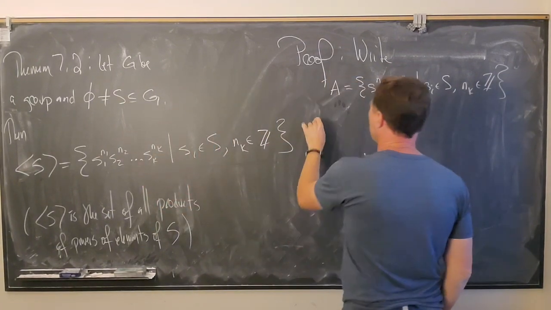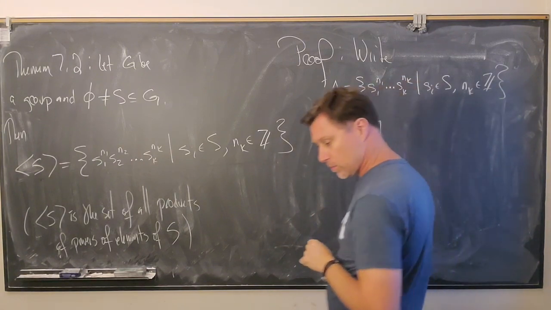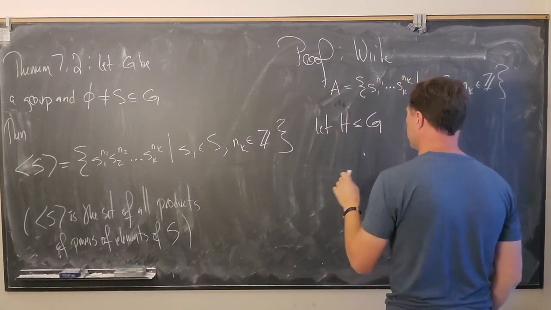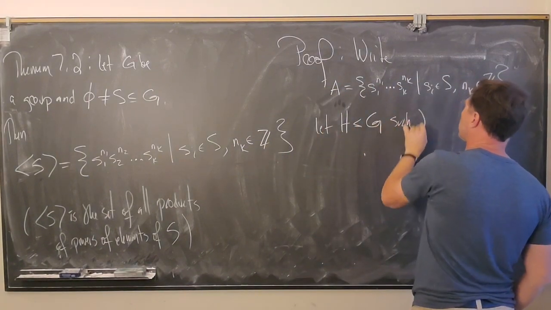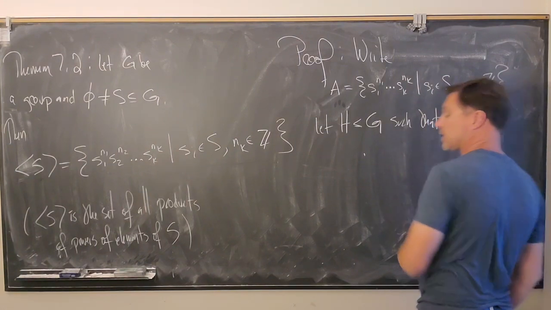So now let H be a subgroup of G that contains capital S, such that capital S is contained in capital H.